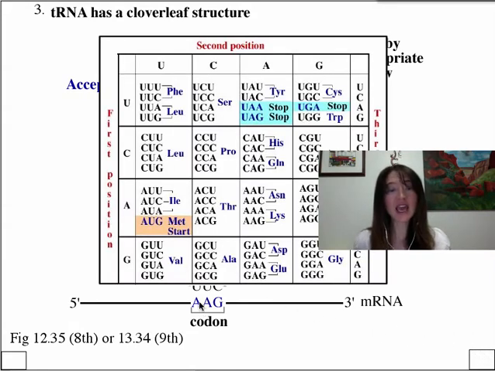So notice AAG, lysine, the basic amino acid. So attached to what's called the acceptor stem of the tRNA, we get the amino acid lysine.